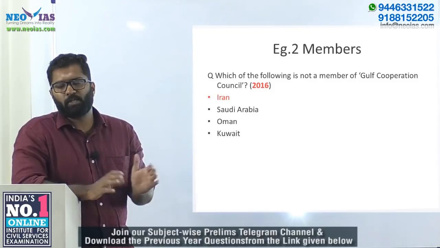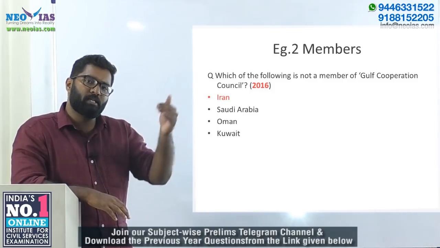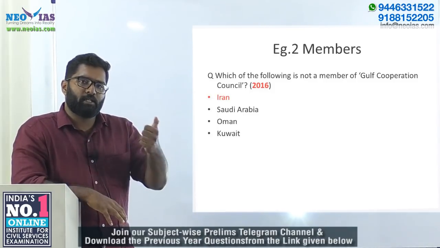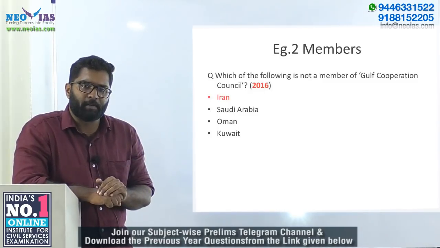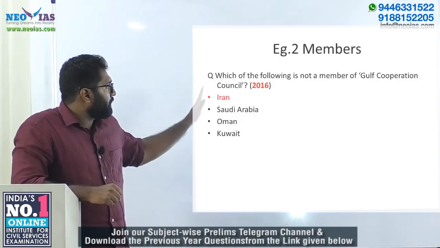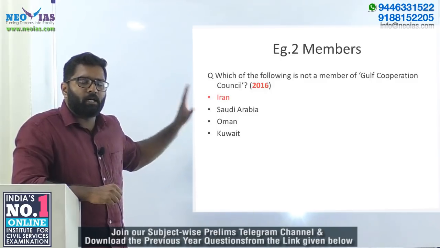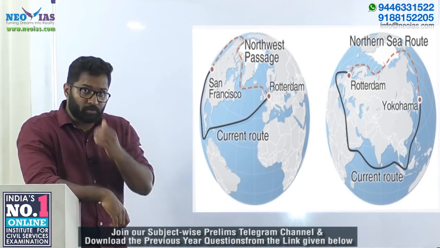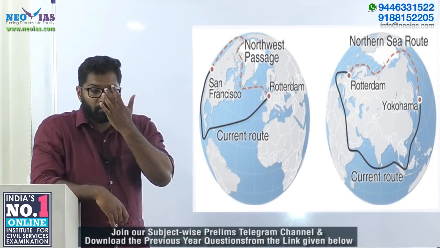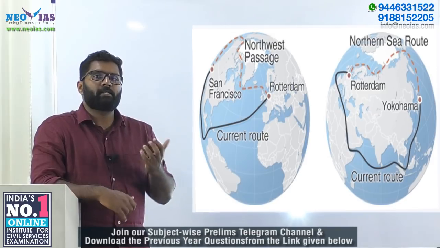Once we get into the detailed modules, we will discuss the various relationships pertaining to all those countries in West Asia. Okay. So here one can easily pick Iran as the correct answer. So coming back to our topic on Arctic Council, we all know India is not even a member of this Arctic Council. Still such a question has been asked.